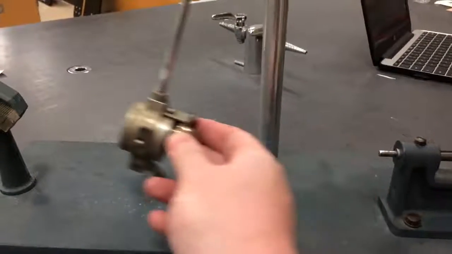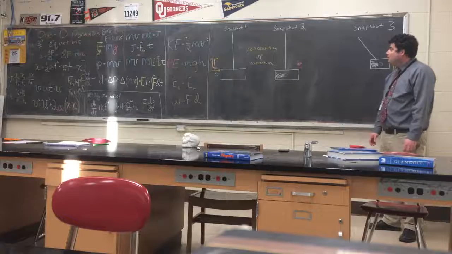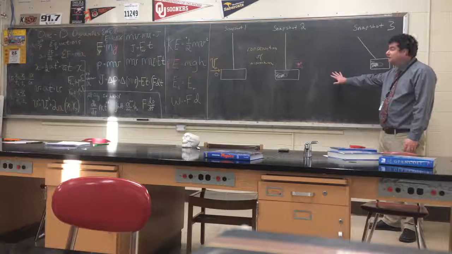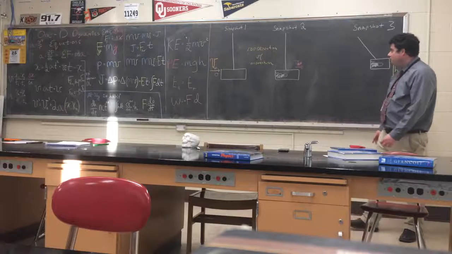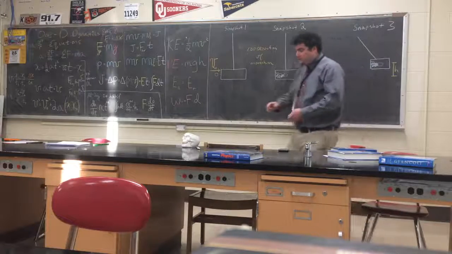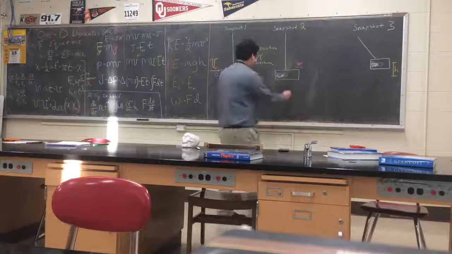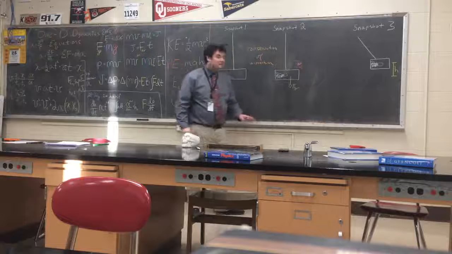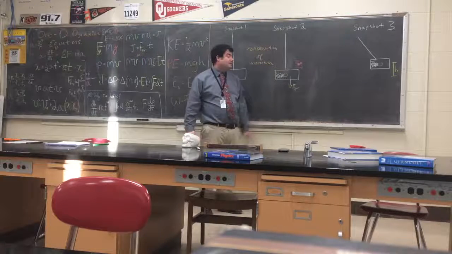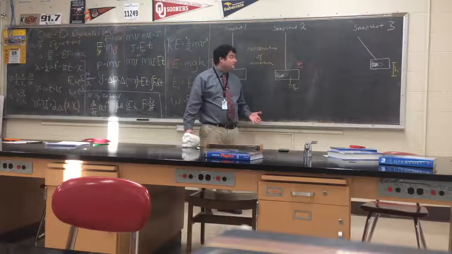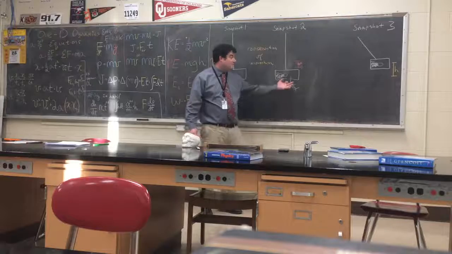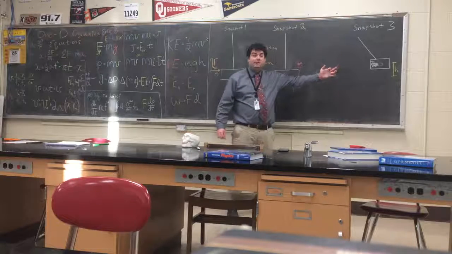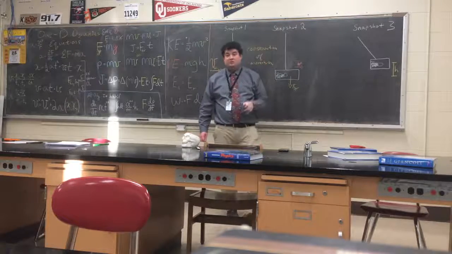Between snapshots 2 and 3, well, in this case, conservation of momentum is a bad choice because we do have an external force acting. We have the force of gravity. That's not a force between the bullet and the block in this case, and it clearly is affecting our momentum. Gravity is going to be slowing things down as we rise up. So momentum is a bad choice here.